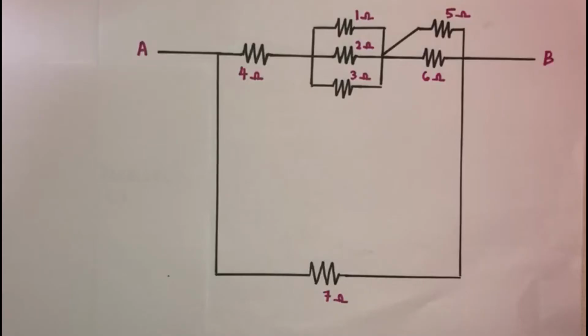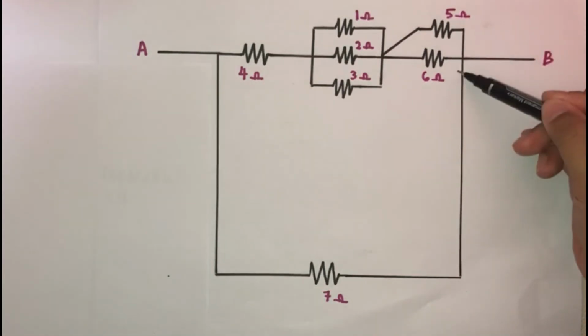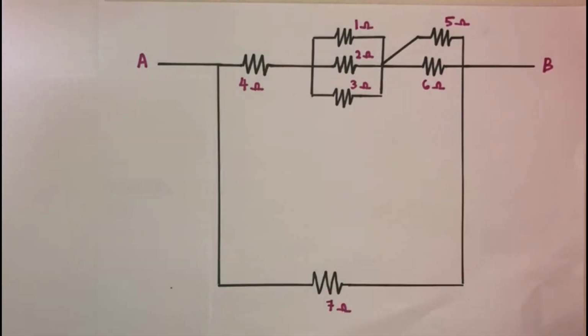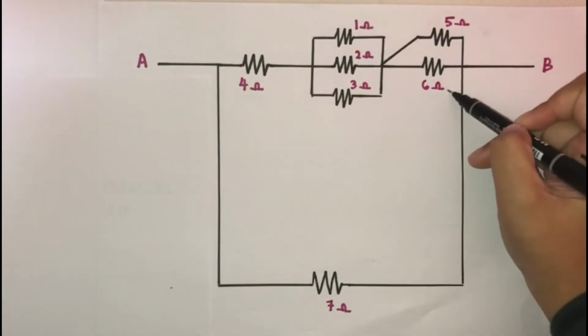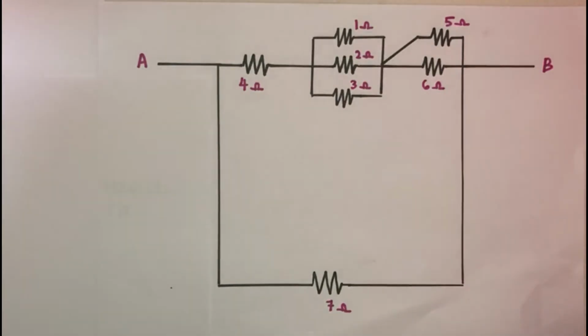A parallel series circuit. To get the R equivalent between A and B, firstly we are going to start with the right side of the circuit, which is 5 ohms and 6 ohms. As you can see, the combination of 5 ohms and 6 ohms is in parallel. Then we are going to separate and redraw the circuit, and it will become like this.